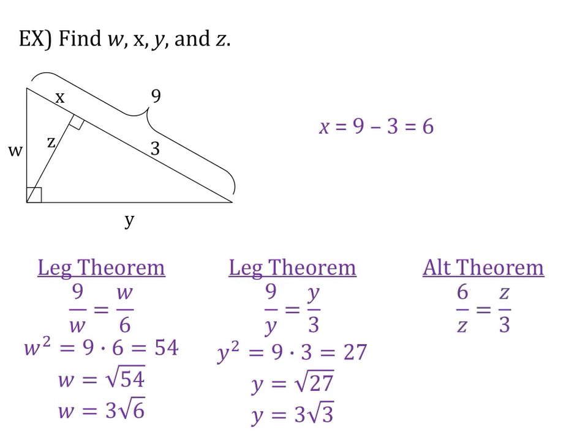Alright, next we'll use the altitude theorem. Set up your proportion. In this case, we've got 6 and 3 that we're trying to find the geometric mean of, and z is the altitude. So 6 divided by z equals z divided by 3. Do your cross products, and you get z squared equals 18. 18 is not perfect, so find two factors. The largest perfect square factor of 18 would be 9. So 9 and 2, you get square root of 9 times the square root of 2. Square root of 9 becomes 3. Square root of 2 is not perfect, so your final answer, z, is equal to 3 square root of 2.